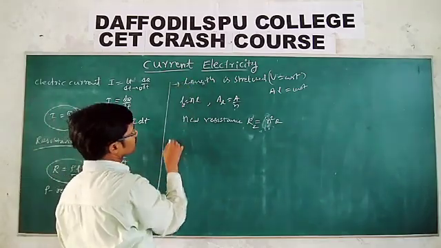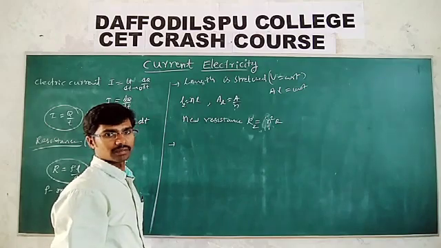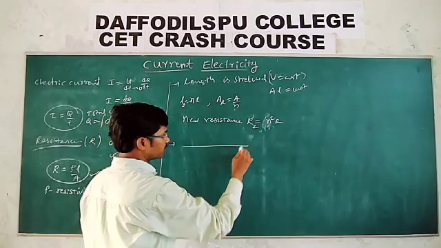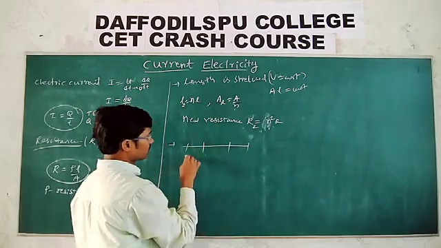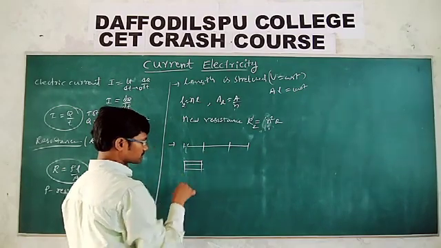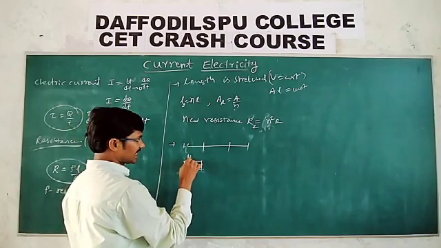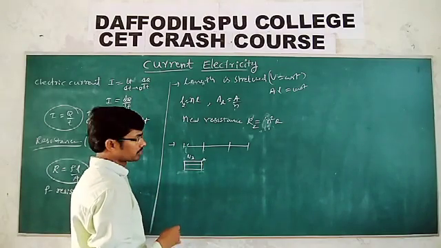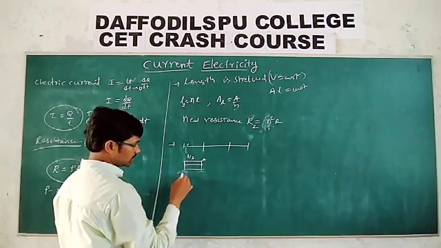And if a wire is doubled on itself, or tripled on itself, what would happen? When you take a wire and cut it into equal parts, all these parts are connected in parallel. All these resistors are connected in parallel. Then what is the resistance here? The length is L by 3, but the area of cross section remains the same.